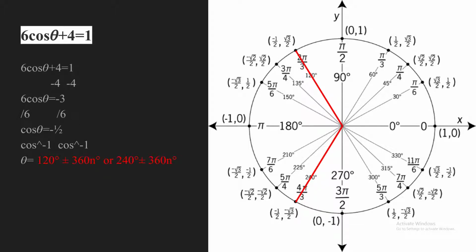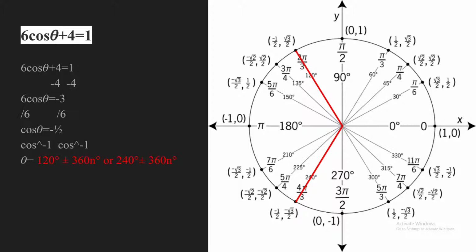This is the first equation we're going to be going over. A lot of these are going to be pretty basic, but it's just to get the fundamentals of how to do this, so you can jumpstart and hop right into learning more about it. So this first equation, 6 cosine of theta plus 4 equals 1.